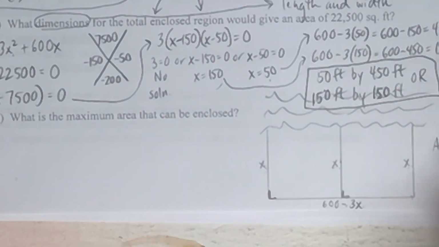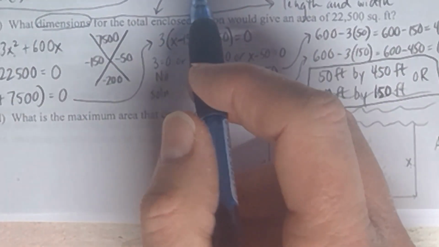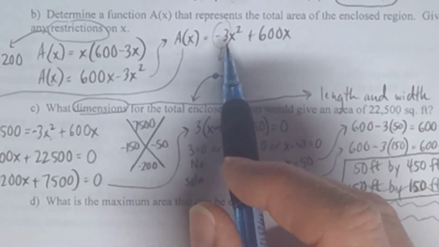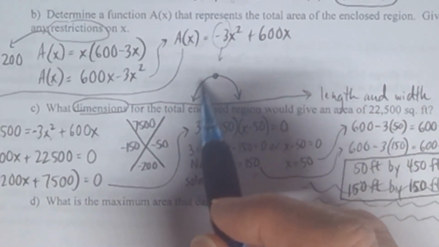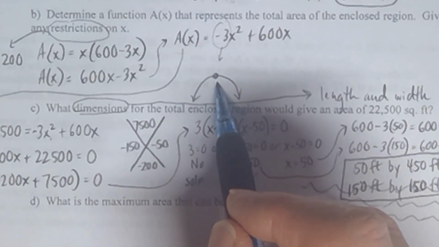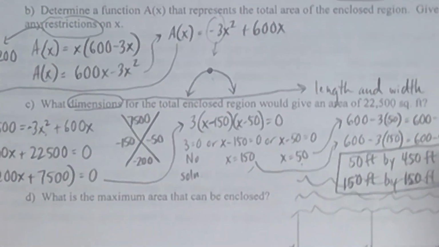Finally here, what is the maximum area? Well, just like in the last problem, maximum has to do with the maximum y value. And as we talked about, the maximum y value always takes place when you're talking about a quadratic function like this right here, and therefore it's represented by a parabola. That maximum will always take place at the vertex. But the vertex, you guys, is where?